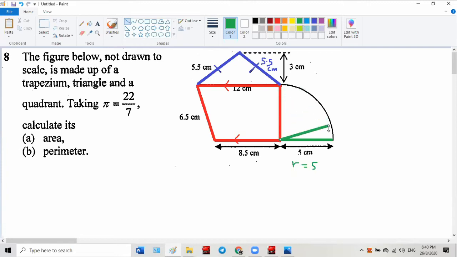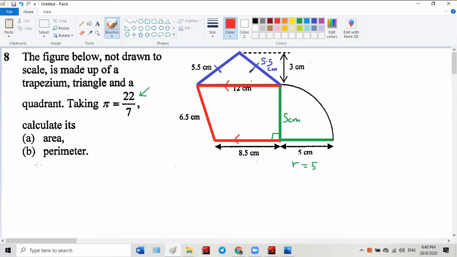The radius here is your height. Do you understand? So your height is also 5, although they never tell you. Now, take pi as 22/7. Whatever they say, you use. Calculate the area. So the area is what? Just add up the area of the trapezium, right?